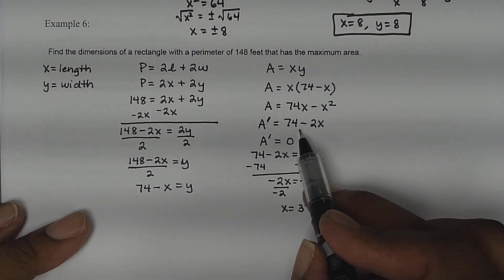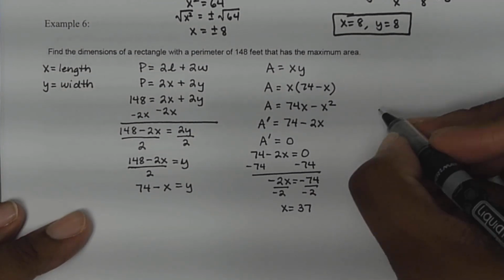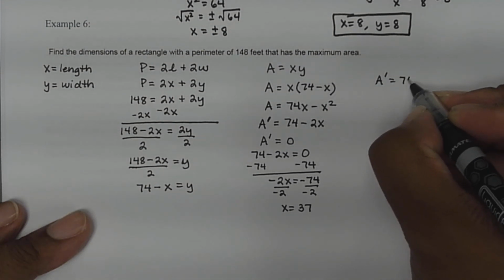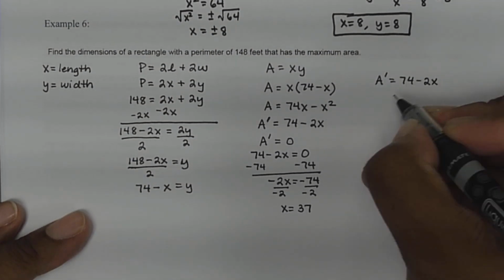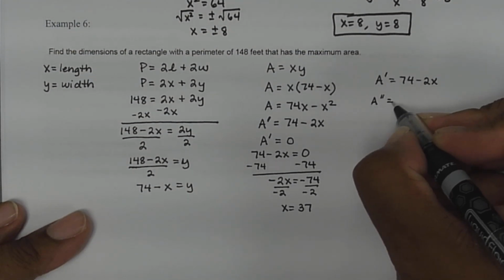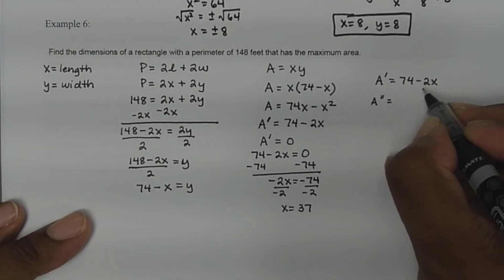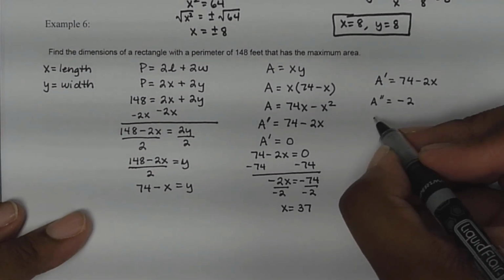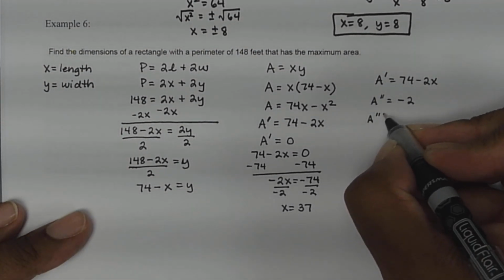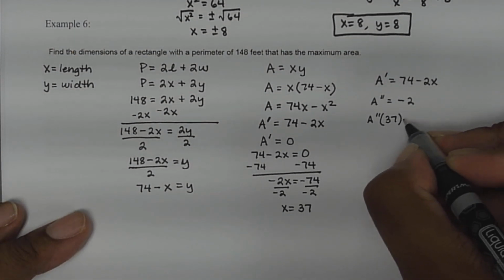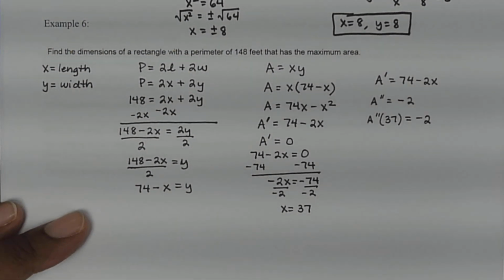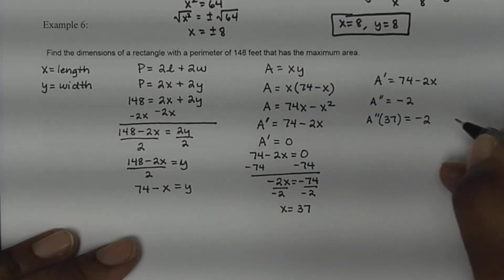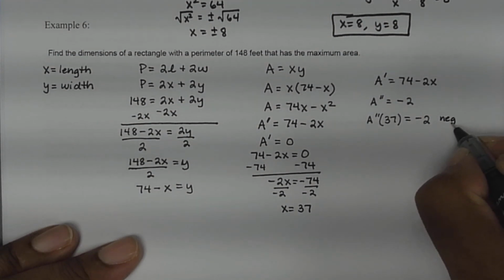since A prime is 74 minus 2x, let's find out what A double prime is going to be. Now I'll write the A prime to be equal to 74 minus 2x. And then A double prime is going to be this. The derivative of 74 is 0. The derivative of negative 2x would be negative 2. And if I replace the x with 37 in this second derivative function, A double prime of 37 would just be that constant negative 2, which is, of course, negative.